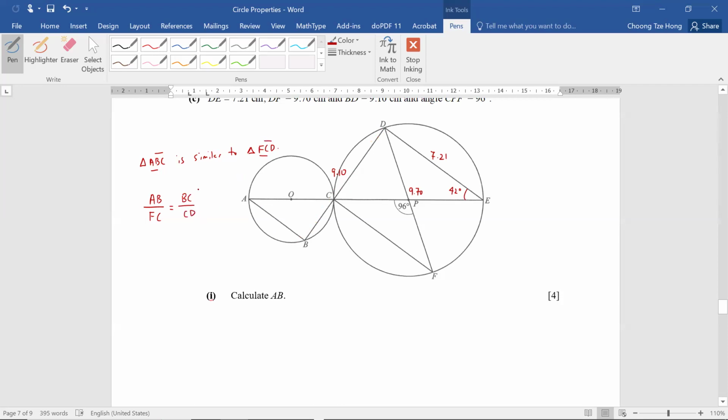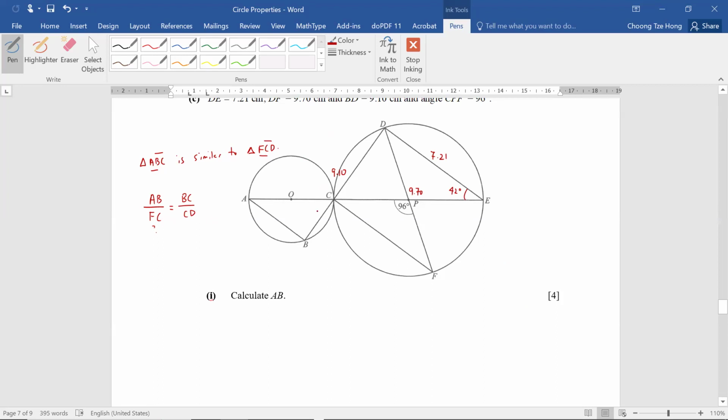If you look here, I want to find AB. Do I know FC? FC is over here. I don't know it, but maybe later on I'll be able to find it. So this one we still don't know, but maybe later I need to find it. Anyway, this is a 4-mark question, so there should be a substantial amount of working to be done.